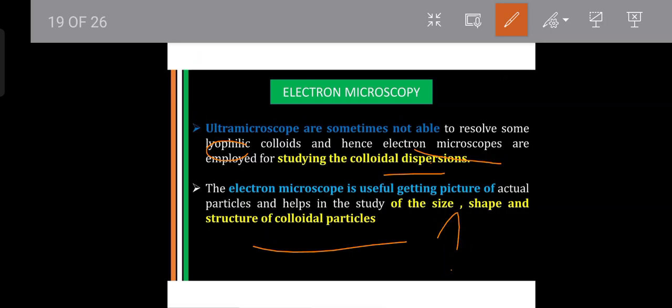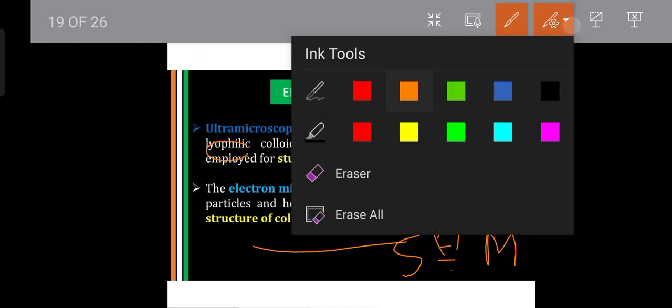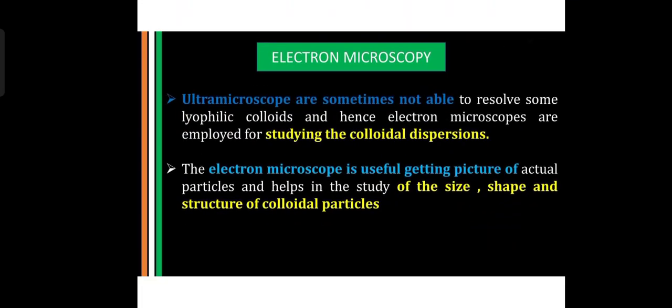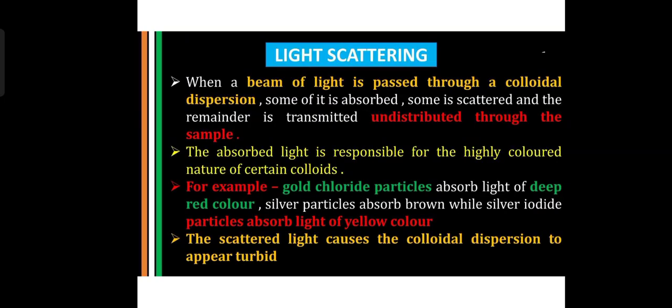So that is the electron, or scanning electron microscope. You may have heard the term scanning electron microscope. Okay, so that is the point here. Next, the property is light scattering.